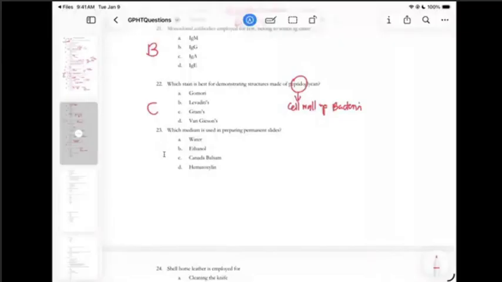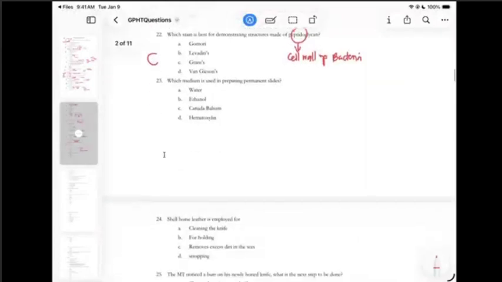Number 23, which medium is used for preparing permanent slides? So among the choices, no, if you want to prepare permanent slides, pwede mo na siyang maitago. You can store it, you can preserve it for a long period of time. And you need their resinous mounting medium, which is here, Canada balsam. So this is a resinous mounting medium. So pag mga resinous mounting medium, that's for long-term storage, for preparing permanent slides. So that's letter C.